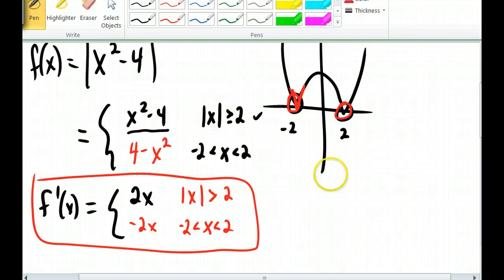All right? So I hope this helped you with piecewise functions. I'm sorry about this mistake earlier, but I think this will work for you.